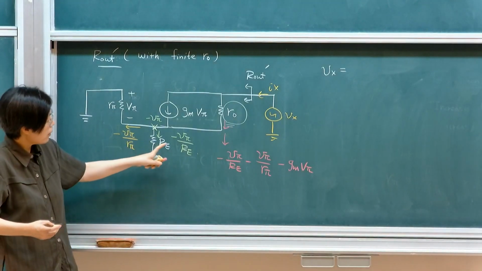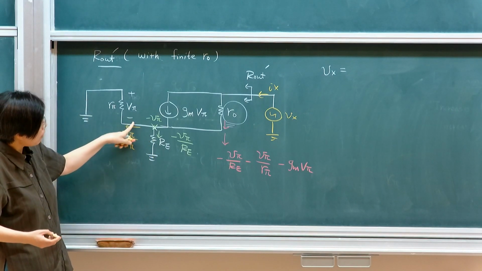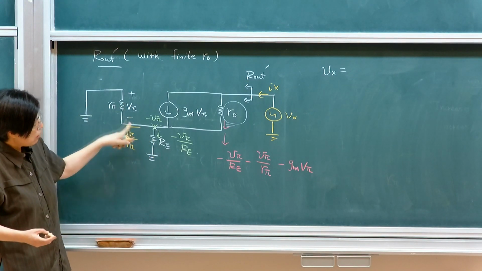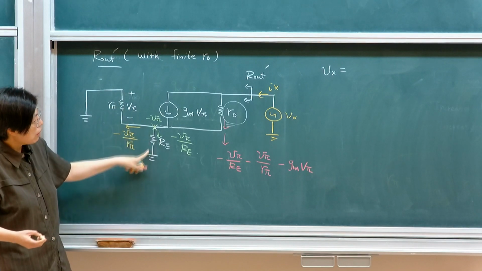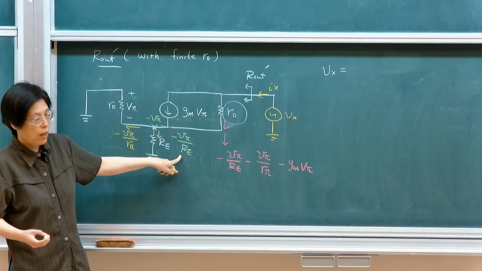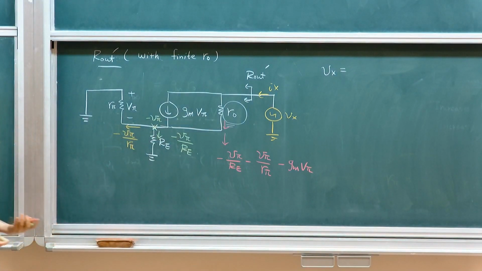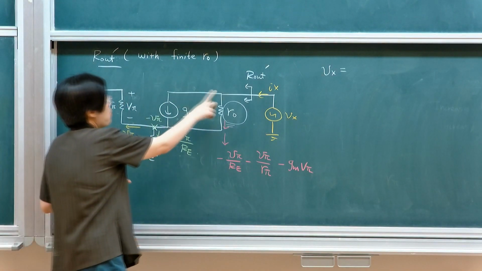Okay? Once again, you find out the branch currents. Because this is 0, I know that the base current is this. The emitter current will be minus V pi divided by RE. So these two currents minus that will be the current passing through RO, which allows us to define the voltage across emitter and collector.